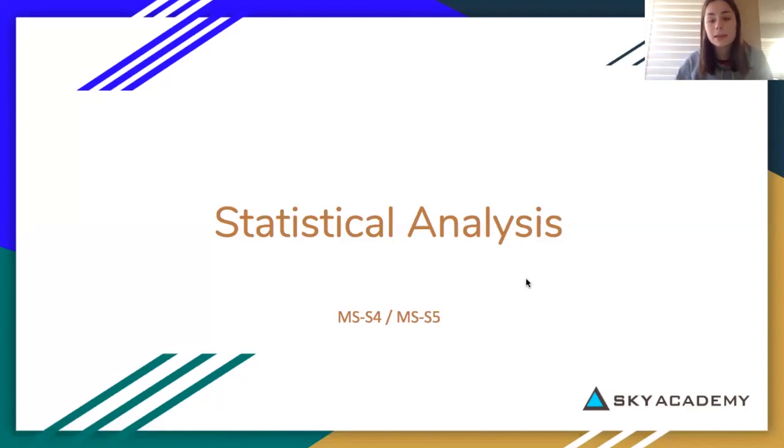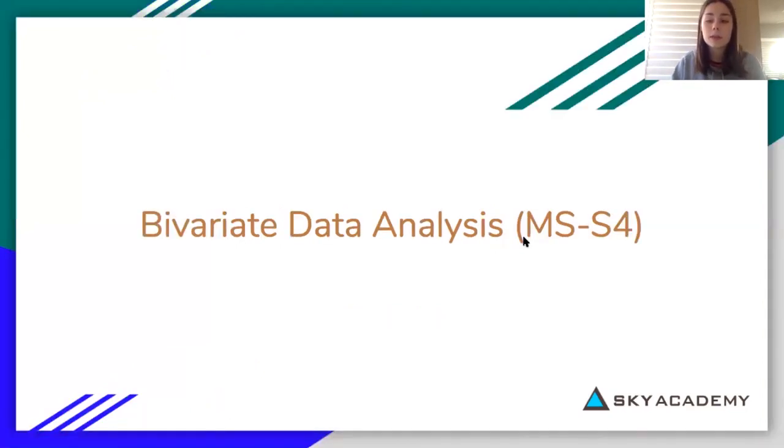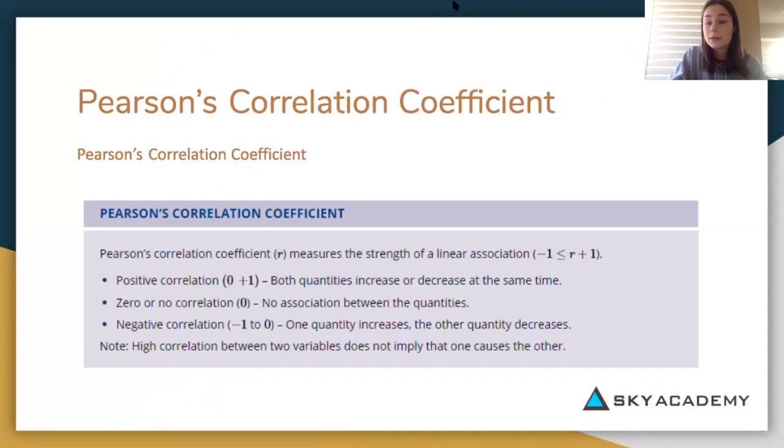We're in statistical analysis, and specifically we're looking at the topic bivariate data analysis, or MS4. In this video we're going to be looking at Pearson's correlation coefficient, which is just equal to R. So R is the symbol for the correlation coefficient.